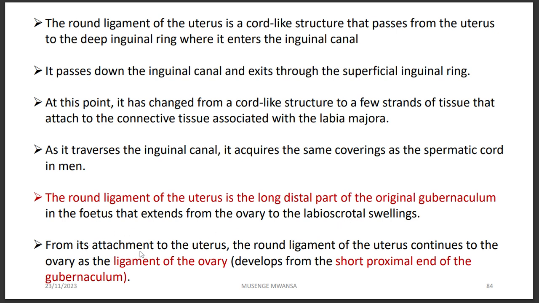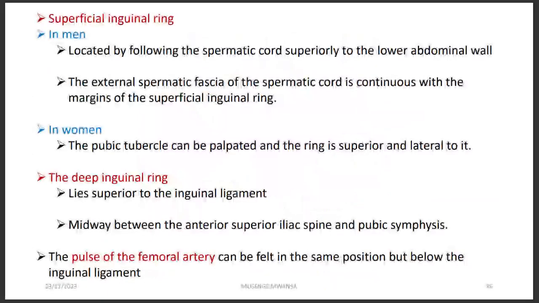So from the attachment to the uterus, the round ligament of the uterus continues and it will go to the ovary as a ligament of the ovaries. And this one is going to develop from the short proximal end of the gubernaculum, which is the ligament of the ovary. The distal end, which is long, gives the round ligament of the uterus.